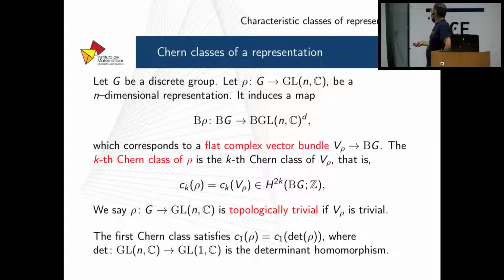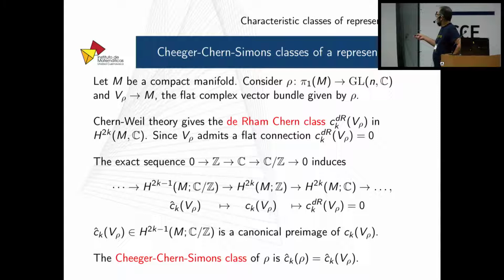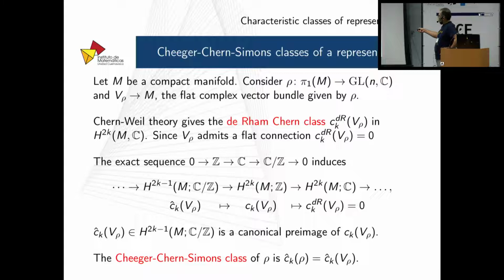Okay, so this is Chern classes of a representation. And also we have what are called secondary characteristic classes. For this, the easiest way to do it is to take a compact manifold M and a representation of the fundamental group of the manifold. We have, as before, a flat complex vector bundle corresponding to this representation.